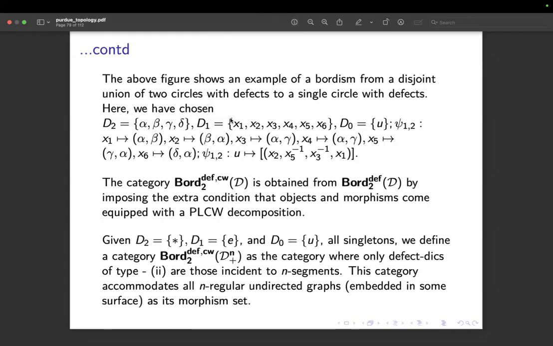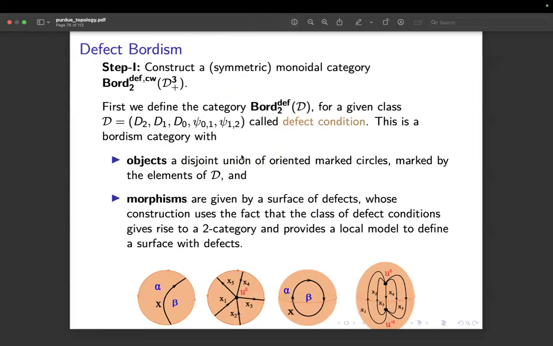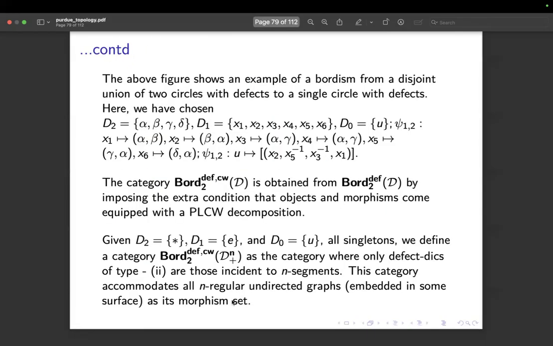Okay, so now what we are going to do is fix our D2 set as a singleton. D1 is again a singleton, which I have called E for reasons we will see soon, and D0 is again a singleton, all singletons, and we define a category Bord2^def,CW and Pascal D plus as the category where only defect disks of type 2 appear. So here, let me go back. From left to right, I'm calling this a defect disk of type 2, where you see a zero-dimensional stratum meeting several one-dimensional strata. And the only defect disks of type 2 are those which are incident to n segments.